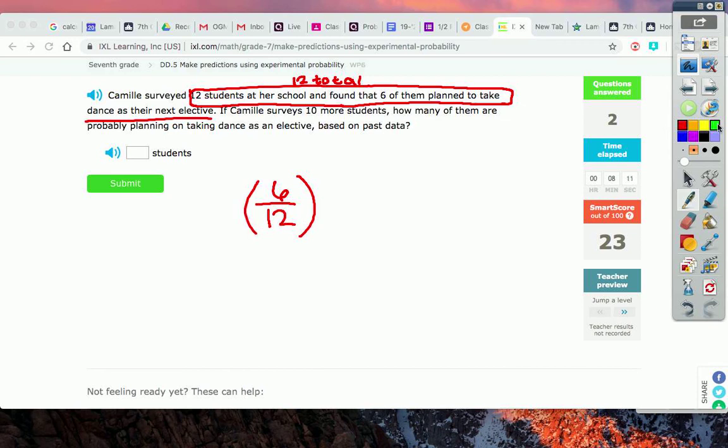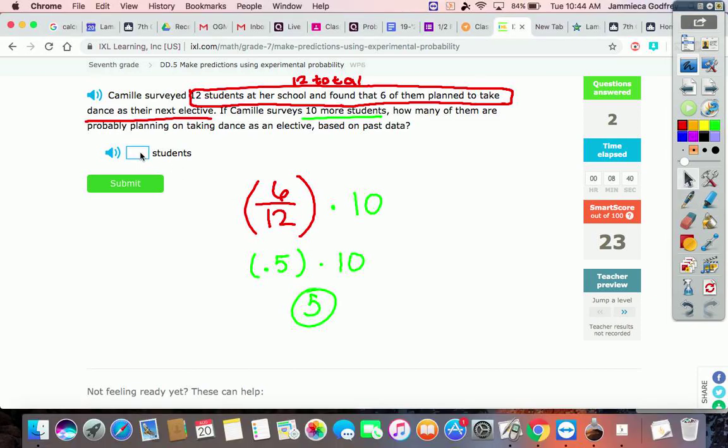And in our question, it says if she surveys 10 more students. So what are we going to have to do with that? 10 more students. Multiplied by 10. What is 6 divided by 12? 0.5. 0.5 times 10 is what? 5. Not hard at all, huh? And we did not have to add here.